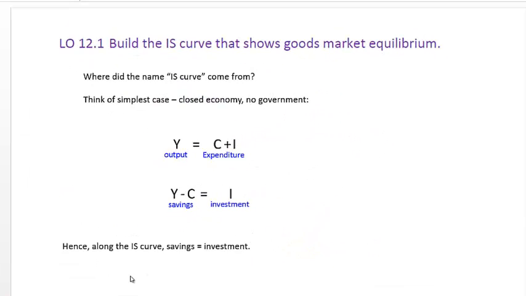People still probably want to know, where does the name IS curve come from? Well, let's just think of the simplest case. Let's suppose that we have a closed economy, no government, and that the identity is that Y is equal to C plus I. Well, we can shift that around, and we can see that savings, Y minus C, has to be equal to investment. So the point of the IS curve is that insofar as along the IS curve, output is equal to the sum of expenditures, it also means that investment must be equal to savings. That's where the name IS curve comes from.